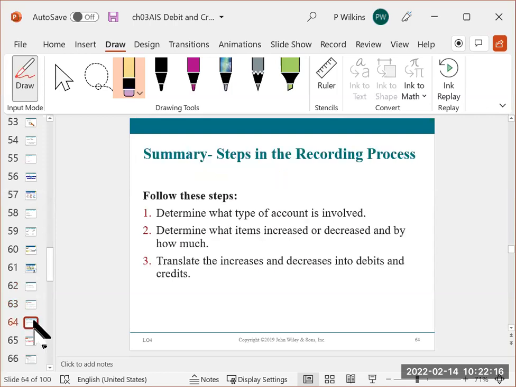Okay. So just kind of a summary of the process. We determine what type of account is involved. We determine what items to increase or decrease and by how much. And then we translate those increases and decreases into debits and credits, and we journalize those. All right. So let's see.